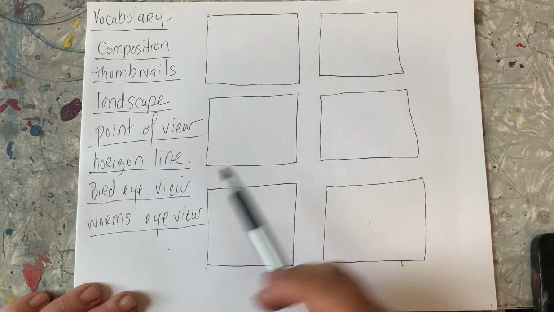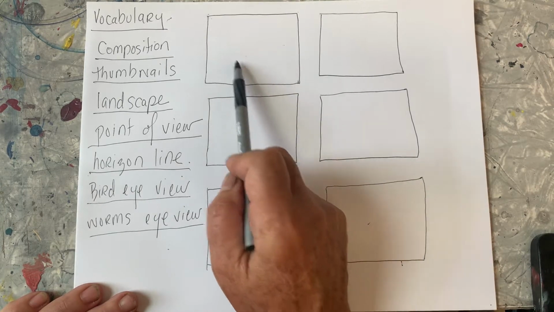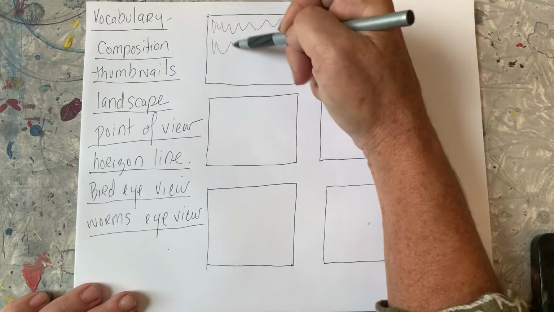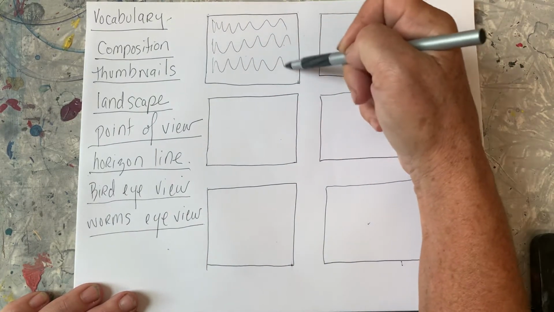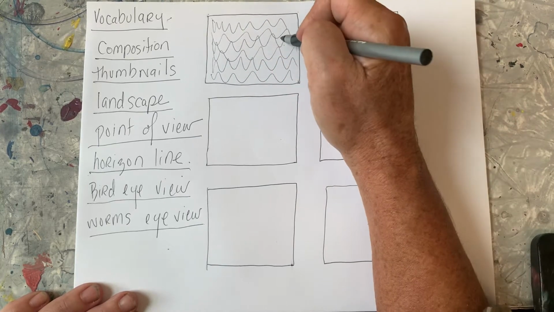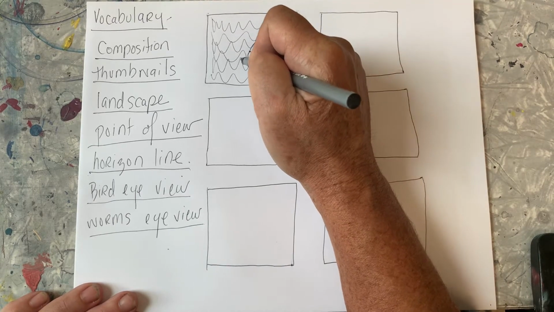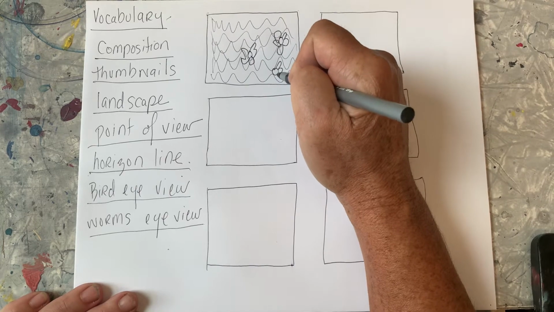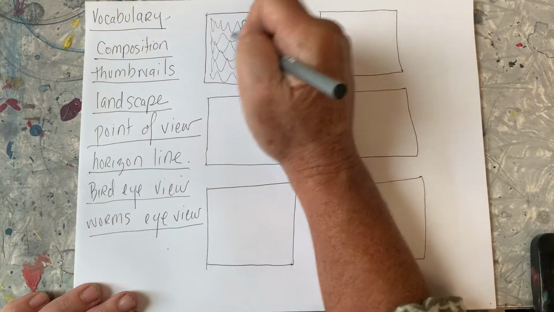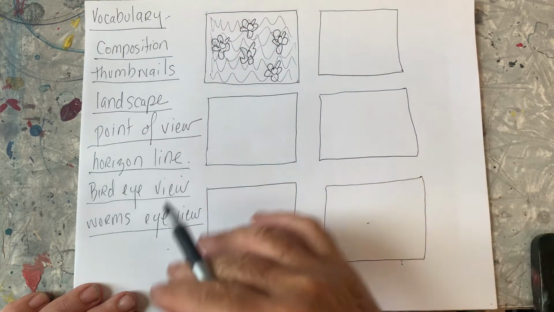Okay, so the first one would be if we were in an airplane looking down. And all of this would be grass. Basically the whole thing, or whatever is on the ground, but let's pretend it's a field of grass with maybe some flowers. And we would not see a horizon line because we are over the land.